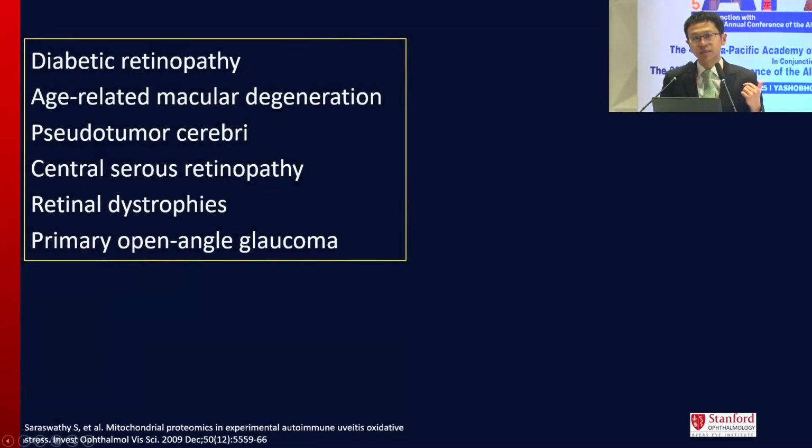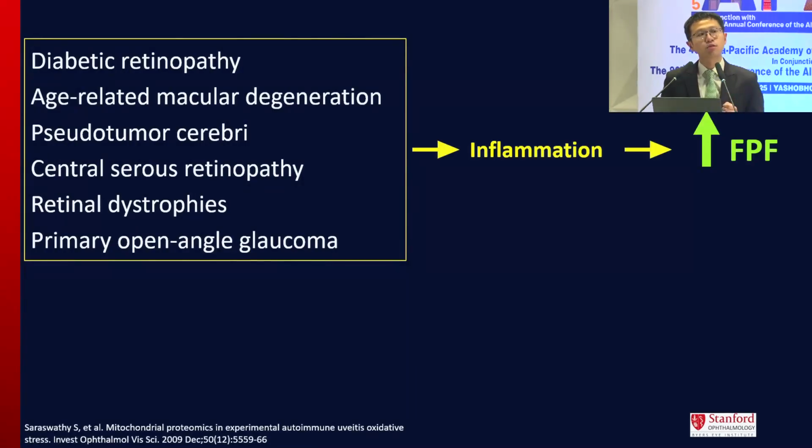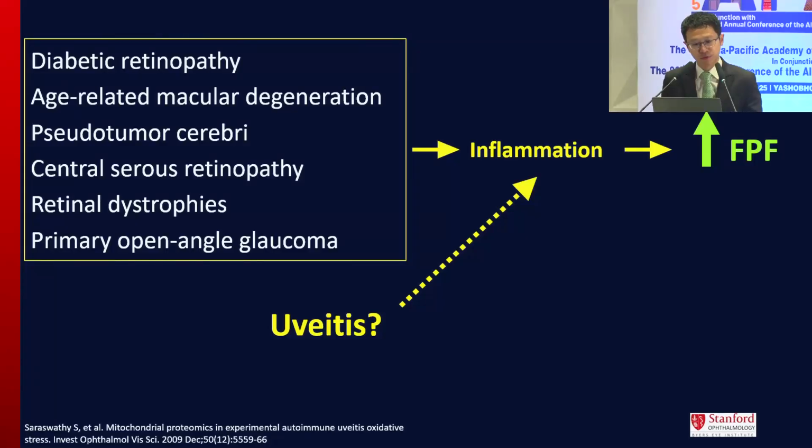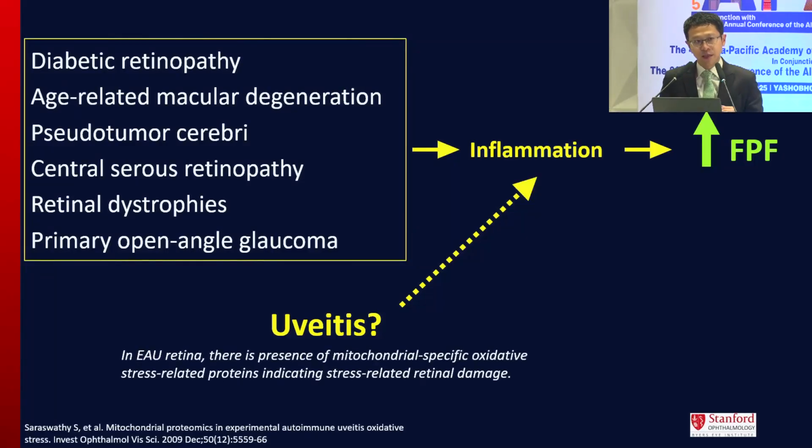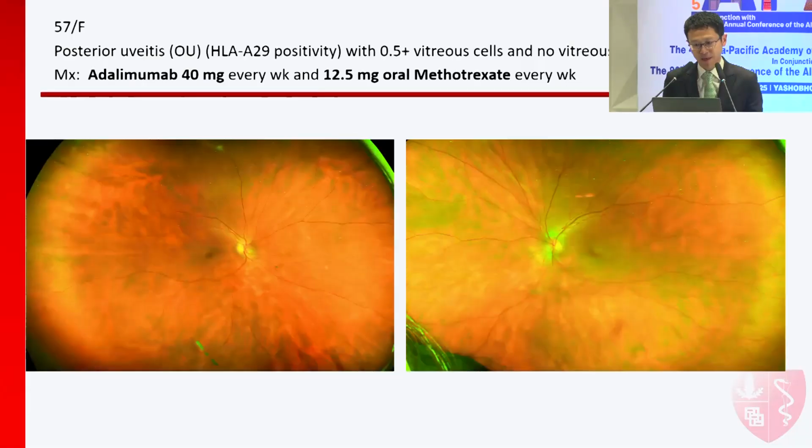Therefore, these diseases are related to inflammation and related to the increased FPF score. And how about uveitis, which has a direct relationship with inflammation? In animal models, there is evidence showing that mitochondria-specific oxidative stress is related to the pathogenesis of uveitis. Therefore, this is the area where our group is now actively focusing, because this is a quite novel technique.